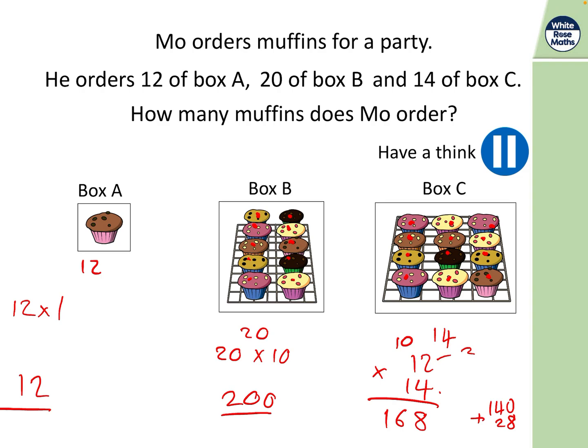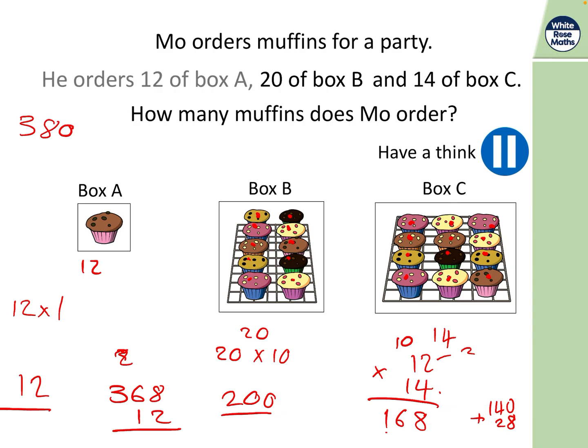Now I'm going to add them together. I can see my hundreds. What I'm going to do, I'm just going to do my 200, add 168. In my head, I'm going to get 368, and then I'm just going to add 12. I'm going to add 2 onto there and get 370, add 10, so I'm going to get 380.